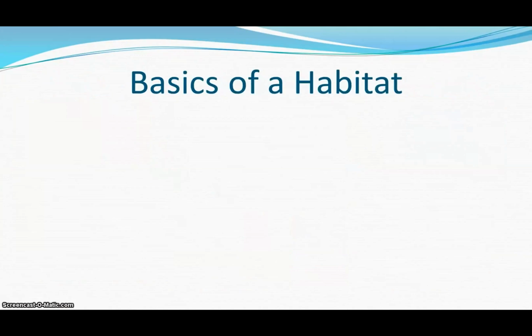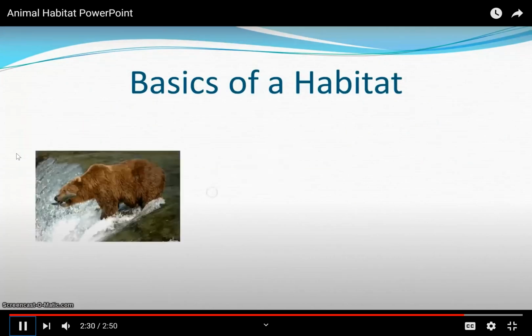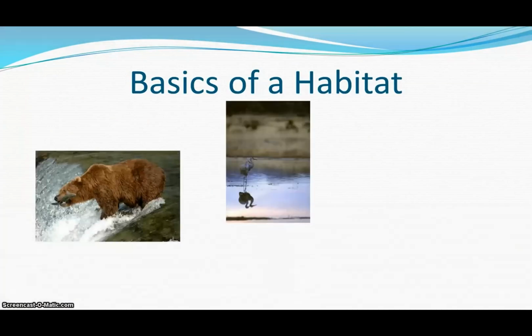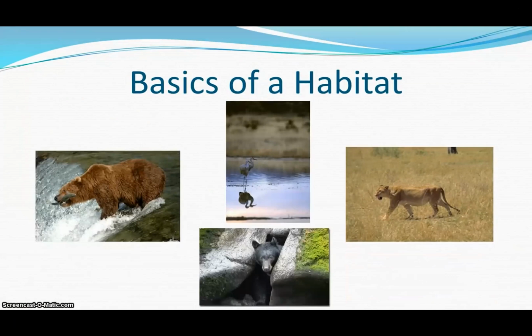So let's review. What are the basics of a habitat? So here at the end, she's reviewing the information. This is basically the same as a conclusion. So she's summarizing the information that she's provided. Remember, there are food, water, space, and shelter. Without any one of these things, animals would not survive.